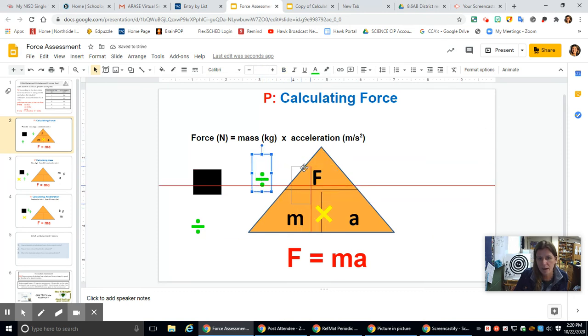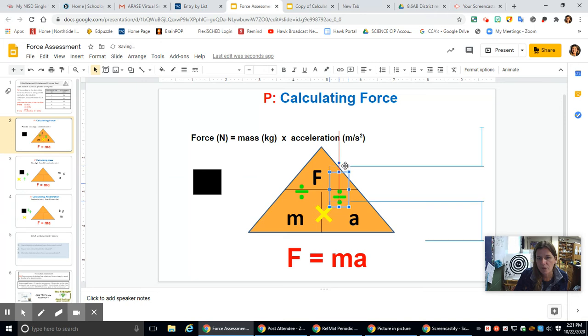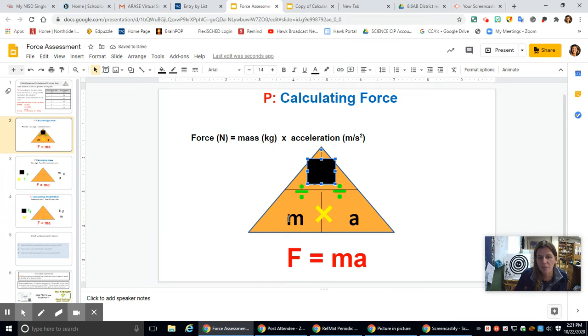Division is always going to go up and down in the formula triangle. So if your question is asking you to calculate the net force of an object, you're going to simply cover up the variable you're solving for, and your formula reads force equals mass times acceleration. So this is the formula that you would use.